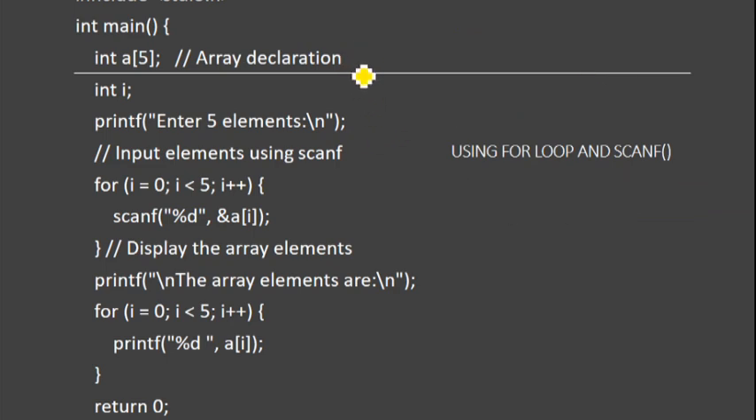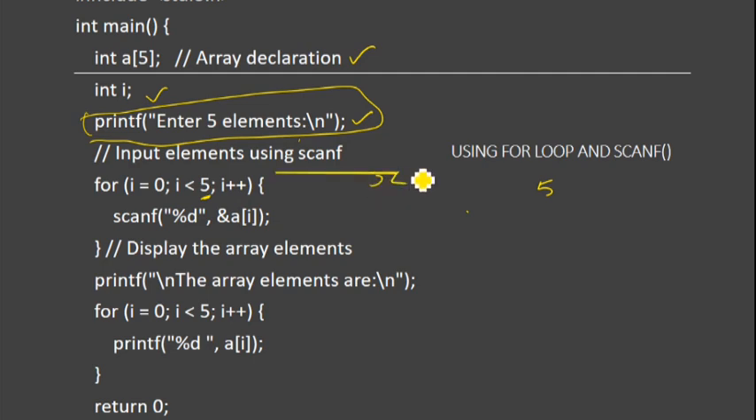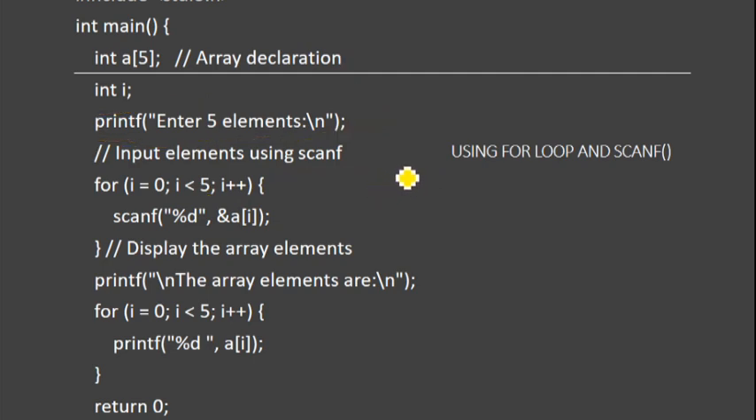Now this is the array declaration, int i. Then print "Enter the 5 elements" as it is onto the screen, and the next element using scanf. Now for i equal to 0, we have to enter the 5 elements. So i equal to 0: is 0 less than 5? It is true.